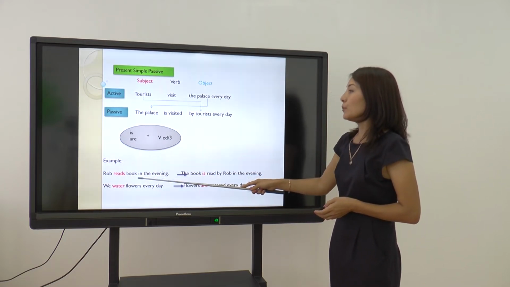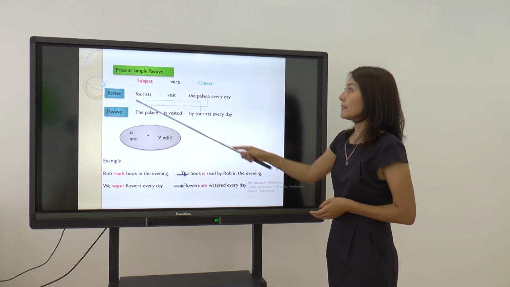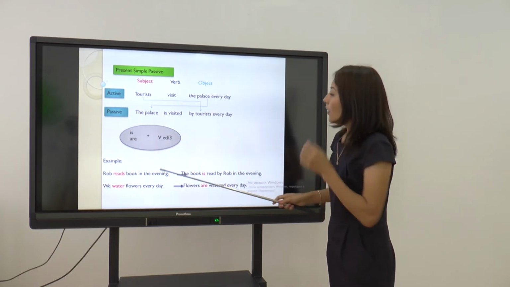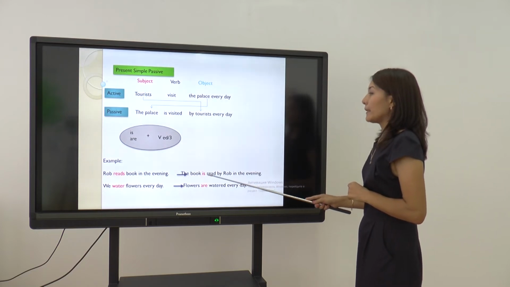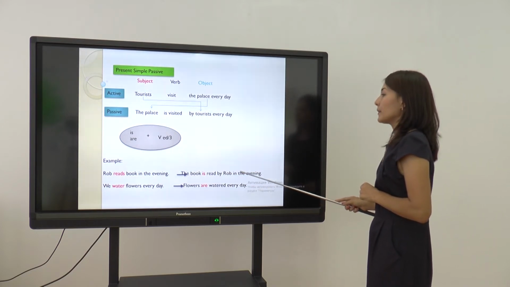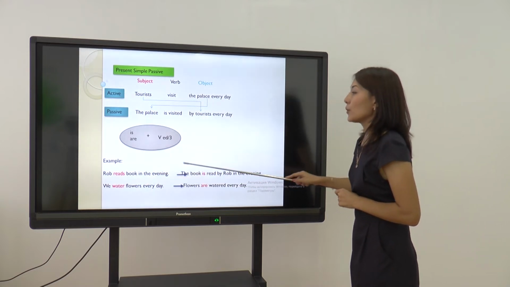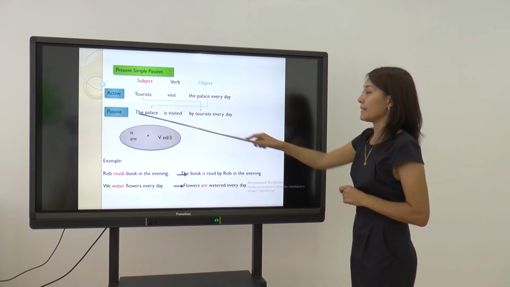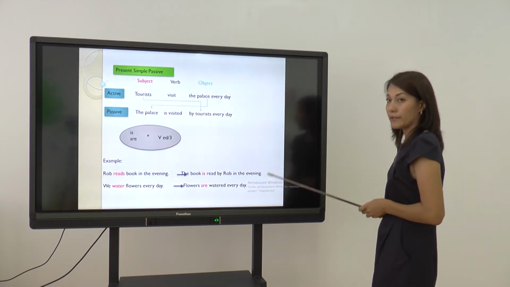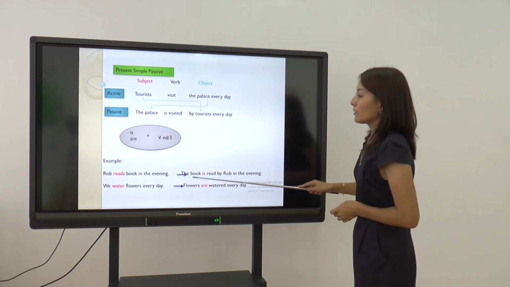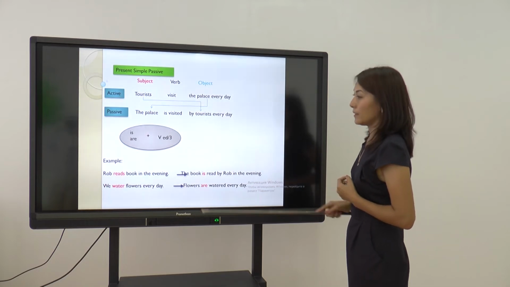Rob reads a book in the evening. This sentence is in active voice, yes? Okay, how can we change it into passive? The book is read by Rob in the evening. Here book is the object, yes? So we will start our passive from this word. The book is read by Rob in the evening. Good. Book is in singular form, yes, so we use is here.